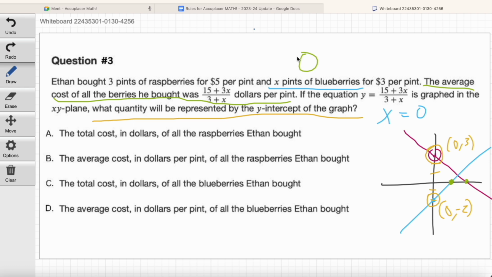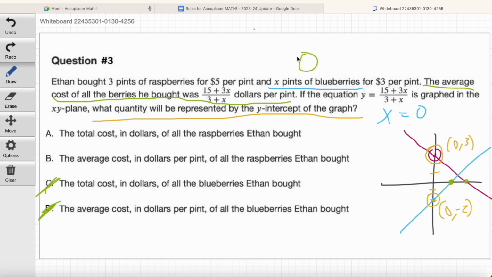The total cost and so I know it's either A or B, right? Because he's not buying any blueberries if x is 0. So we can get rid of C and D right off the bat. We're not talking about the cost of the blueberries. It's either A or B. Now the question is, is it the total cost of all the raspberries or is it the average cost of all the raspberries? That's the question. But if you read the question carefully, you can figure out which one it's going to be.